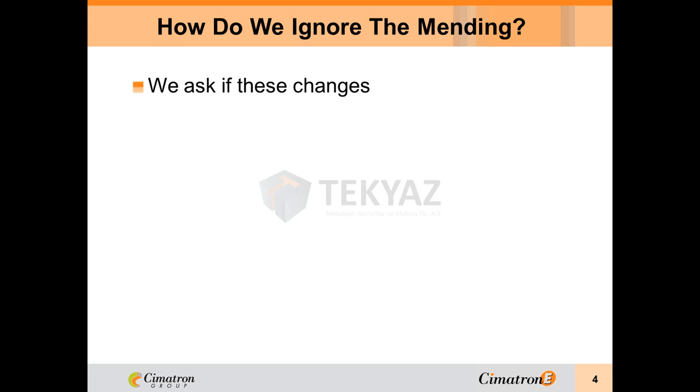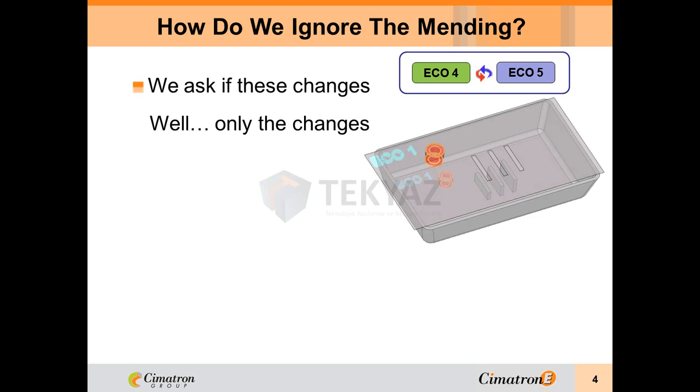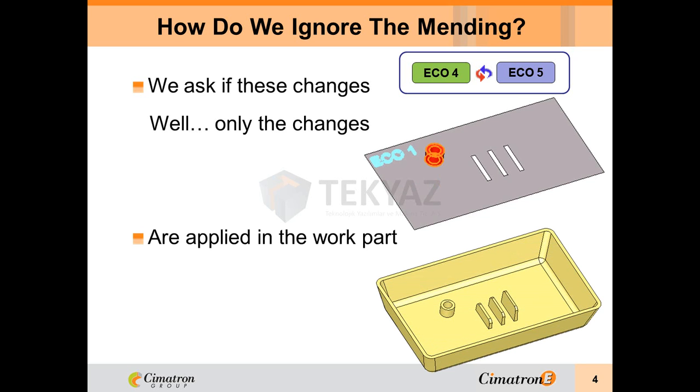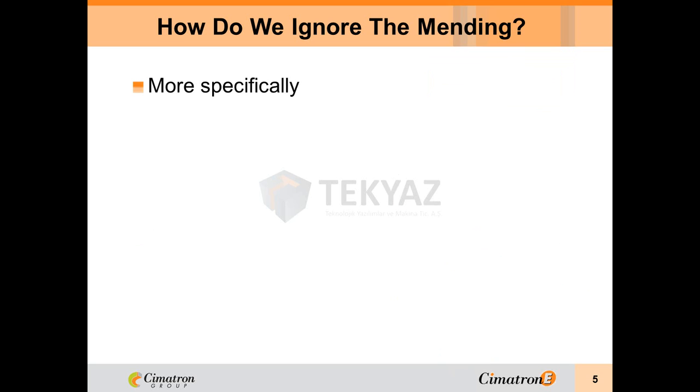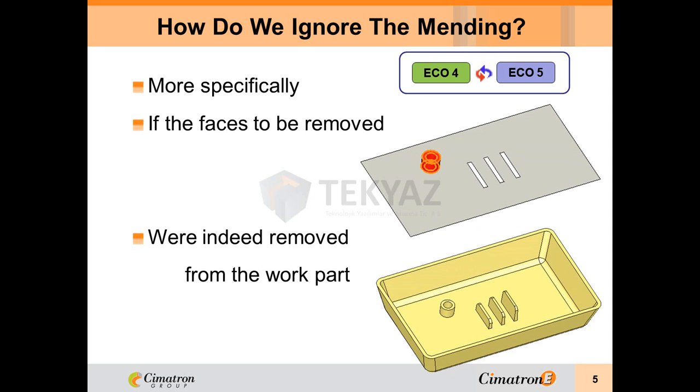We do it by changing the question. Instead of asking only if ECO 5 is exactly the same as the work part, we now look only at the changes between ECO 4 and ECO 5. Let's take a closer look without the surrounding faces. We only look at these changes and ask if they are applied in the work part. More specifically, we ask if the faces to be removed were indeed removed from the work part, and the answer right now is no, they are still there, so they should appear in our comparison.